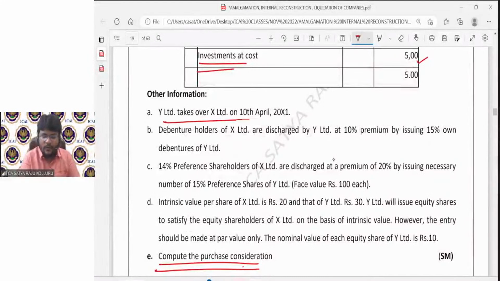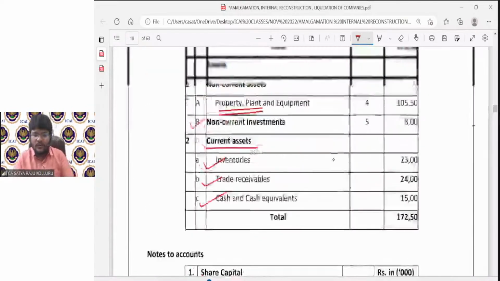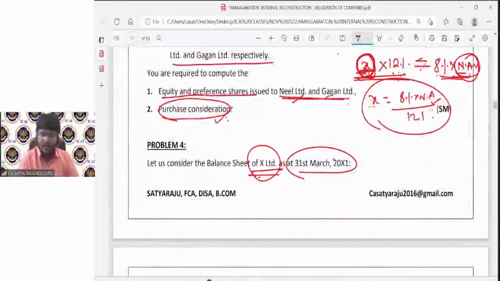Y Limited takes over X Limited on 10th April 2021. Sir, Y Limited takes over X Limited means Y Limited is a purchasing company. X Limited is a selling company. Am I right? So now the given information is related to whom? X Limited. That is always, if you are observing from problem number 1, they're always giving the selling company information only.